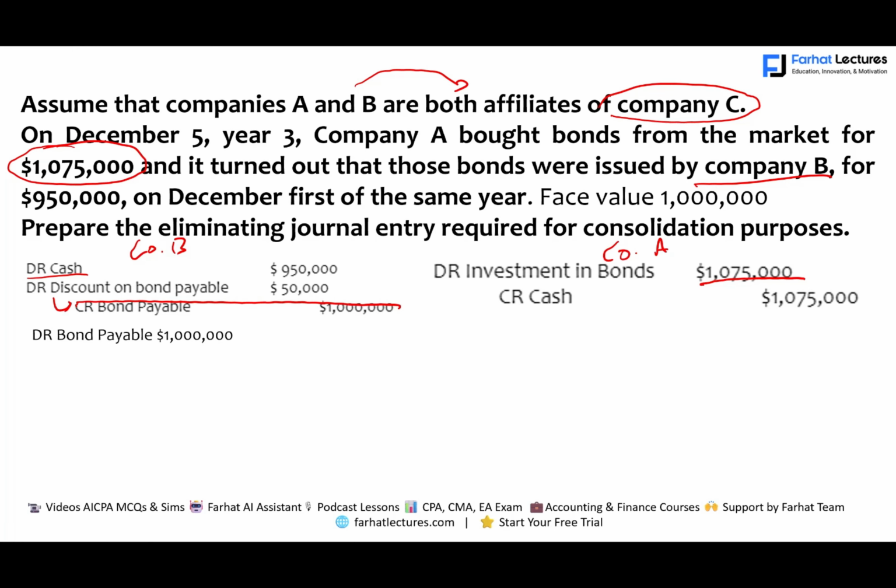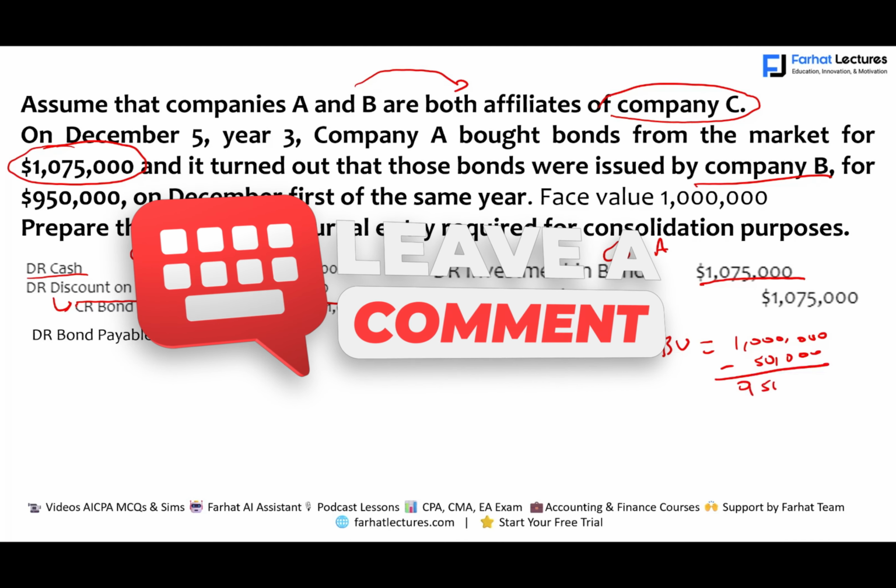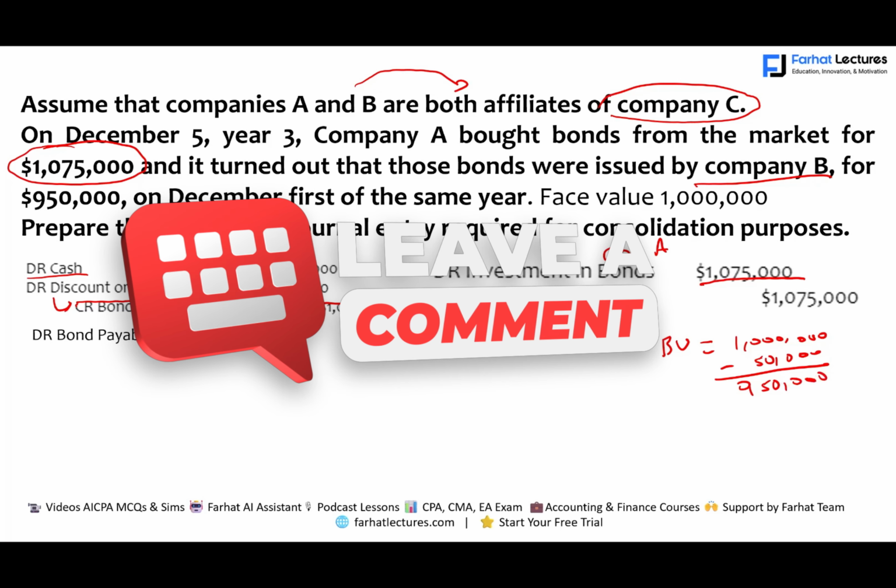Then we have to determine whether as an affiliate we had a gain or a loss on that bond. Again, we're assuming that we did not amortize any discount. If we did not amortize any discount, the book value of the bond equals the face value minus any unamortized discount, and we're assuming we have 50,000 of unamortized discount. The book value is 950.